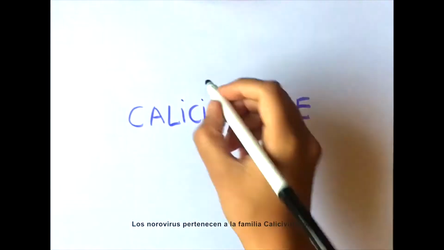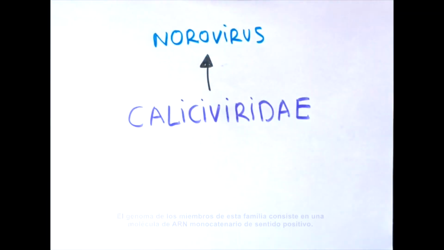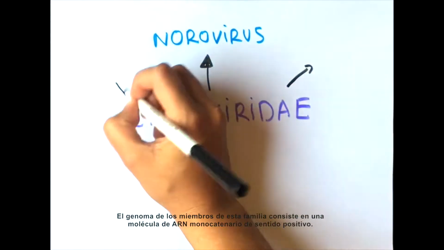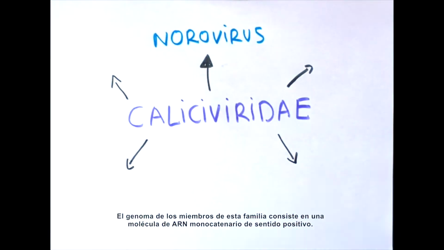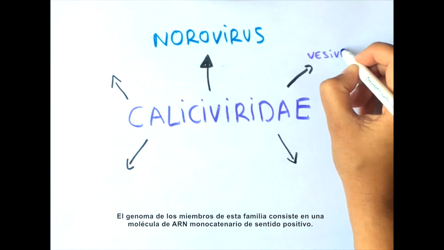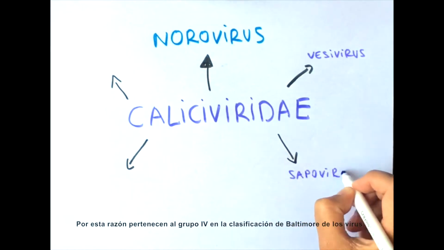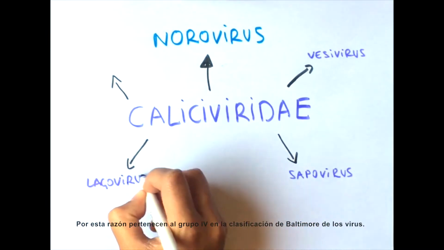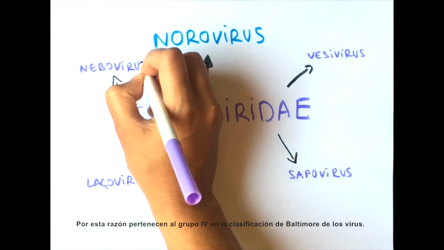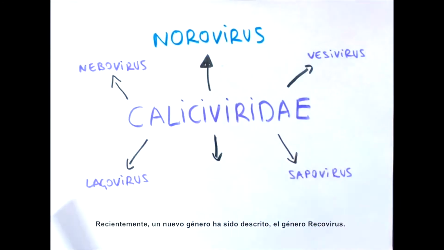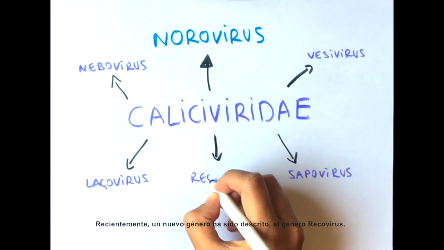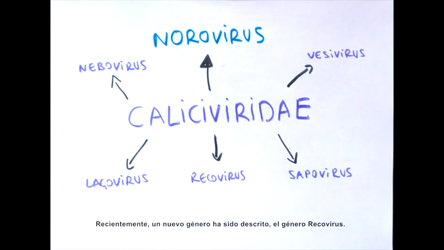Noroviruses belong to the Caliciviridae family. The genome of the members of this family is a positive single-strand RNA molecule. For this reason, they belong to Group 4 in Baltimore's classification of viruses. Recently, a new genus has been described in this family, the Recovirus genus.